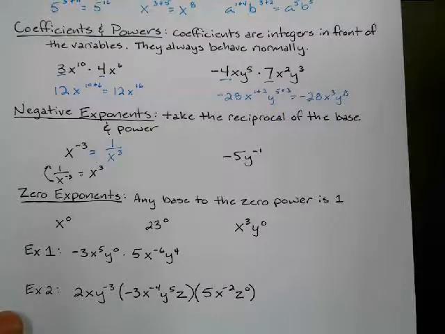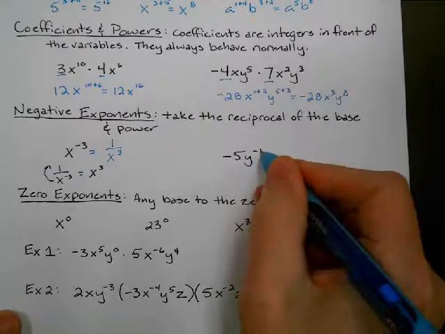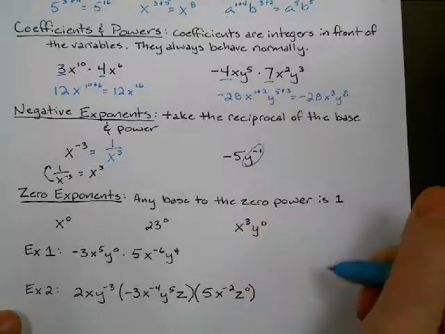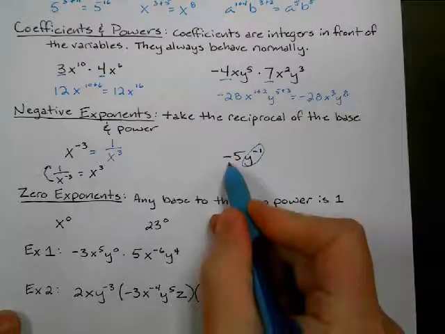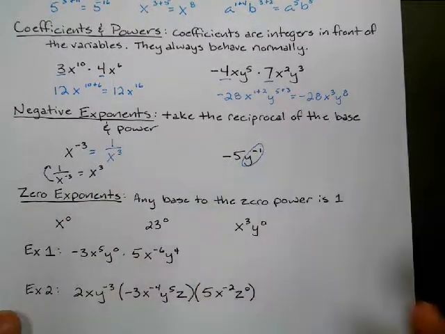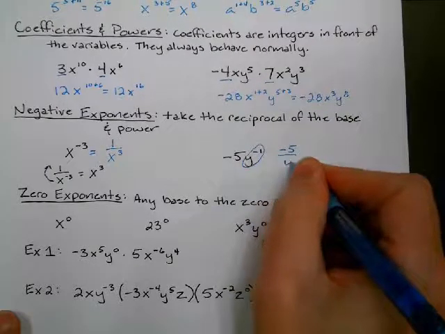Okay, so on this next one, now the base is y and the exponent is negative 1. The negative 1 does not go with the negative 5. This negative is not an exponent, so that's not a negative exponent. That's just a negative 5 out there. So the negative 5 stays the same. The y to the first goes to the denominator.